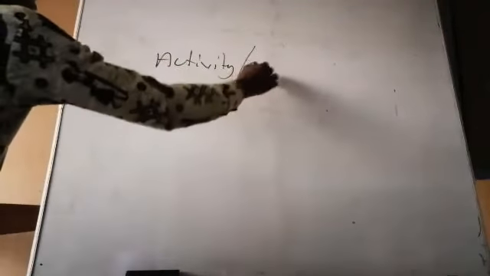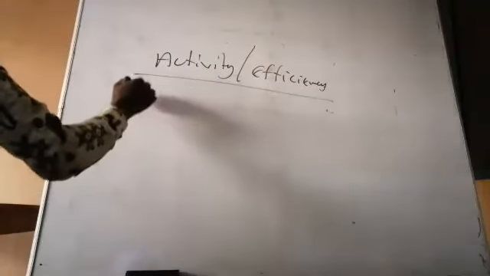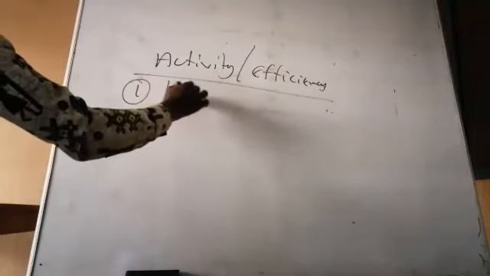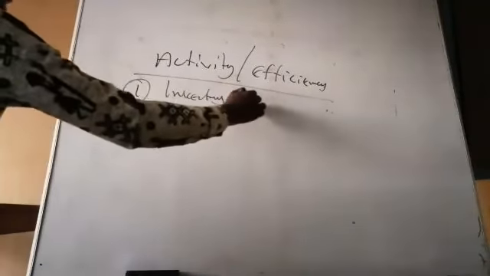Efficiency or activity ratios. Activity or efficiency ratios. There are 5 in number. Number 1 on the list: inventory turnover days. Inventory days or inventory period.